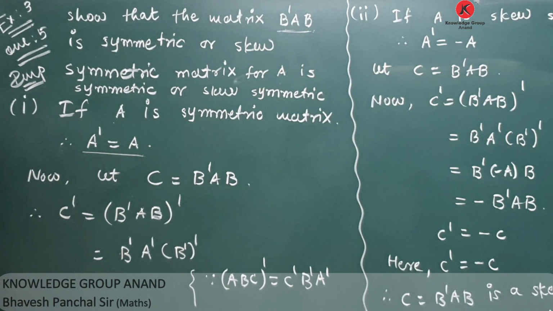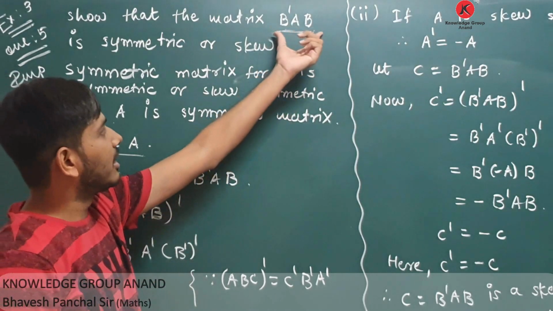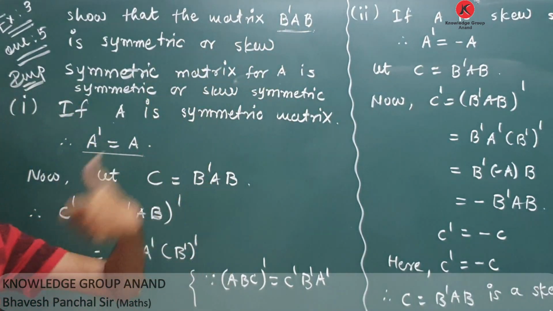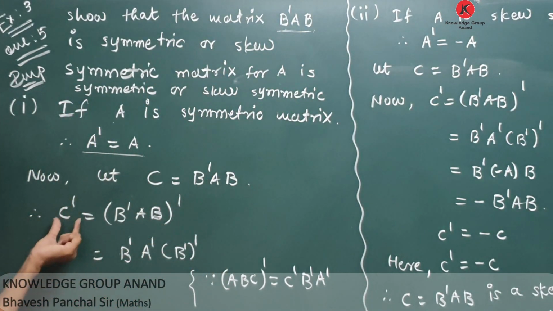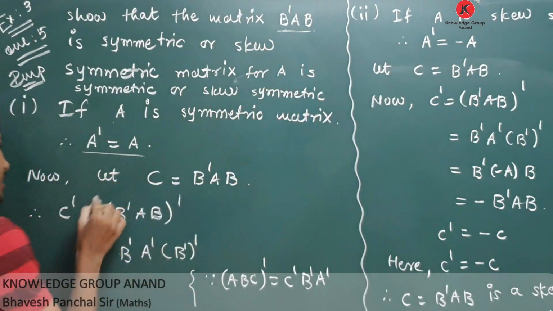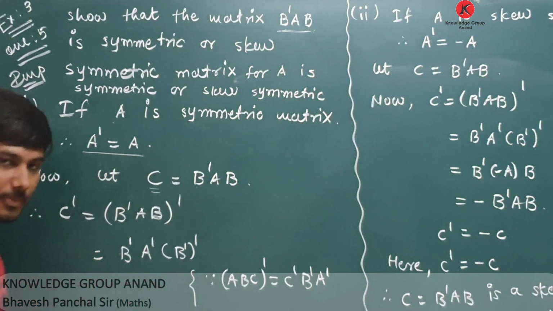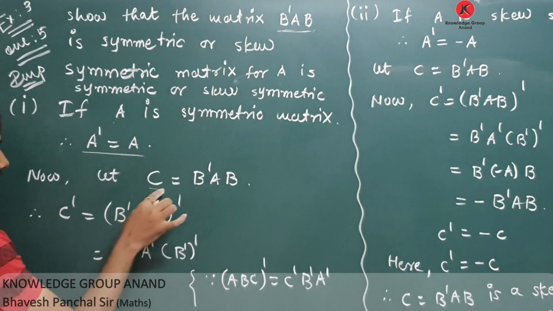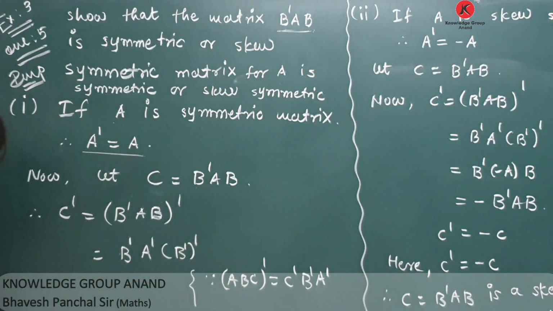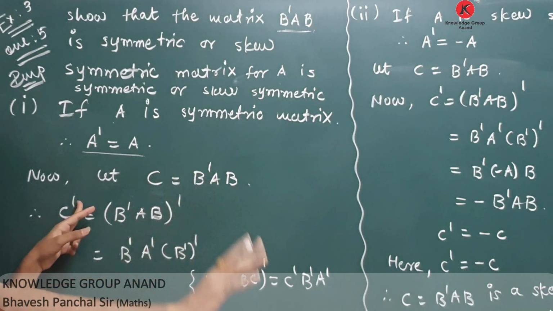For proving that, we assume a simple representation of this matrix, which will be C. I am considering the matrix C, which equals B dash AB. Okay? It is for the calculation method. But we have to prove that C dash equals C. Then we can say that C is a symmetric matrix.